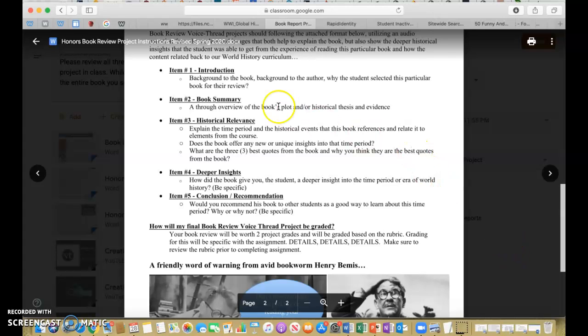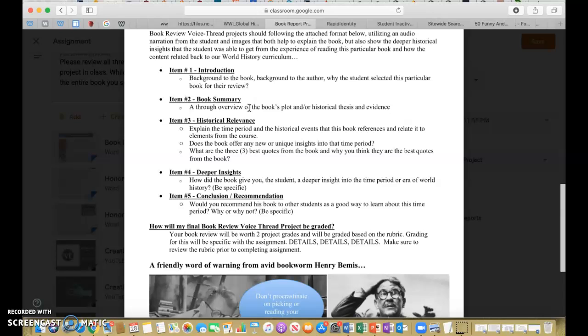Once again, for item number 2, you want images that go along with your narration as you're talking. The third part here is historical relevance. This is when you're talking about what's going on during the time period that this book was written or during the time period of the events of the story. You can use elements from our course that we've studied to integrate into the historical relevance. Also, are there new or unique insights into that time period? Is there something that you discovered that you hadn't known about because of this book?